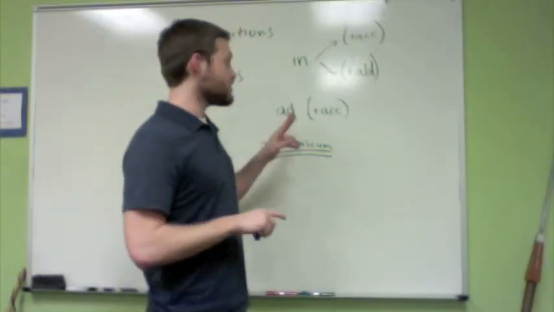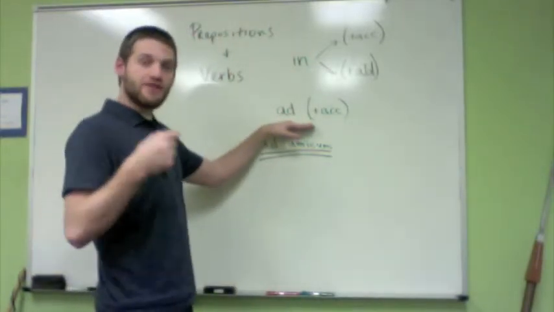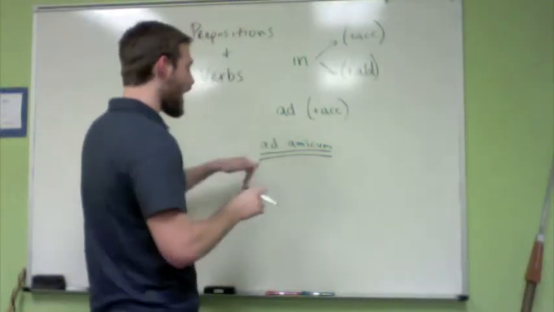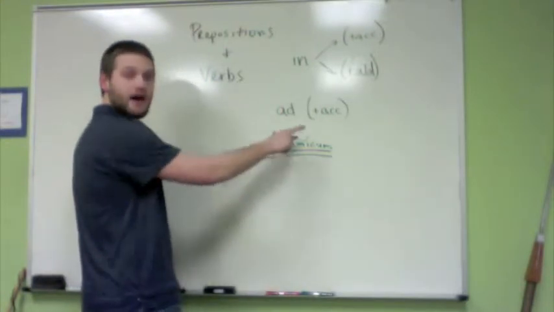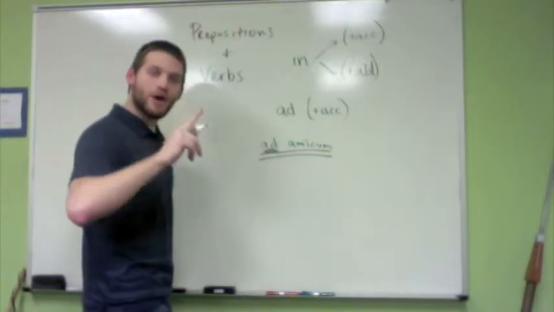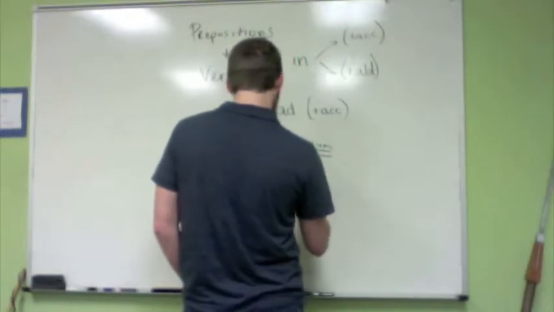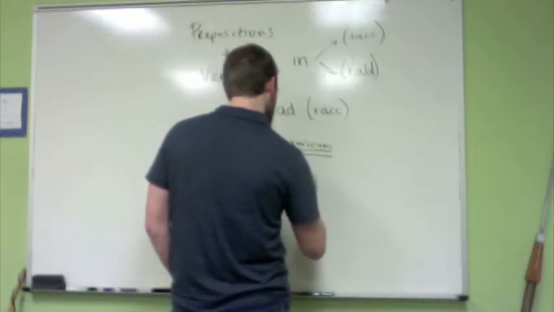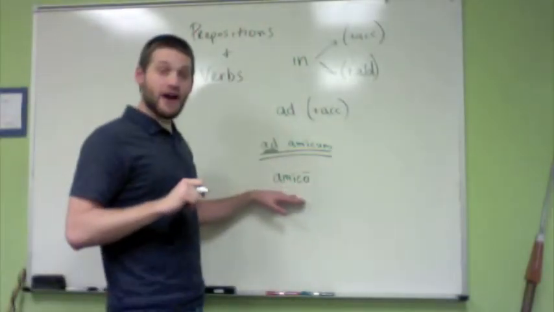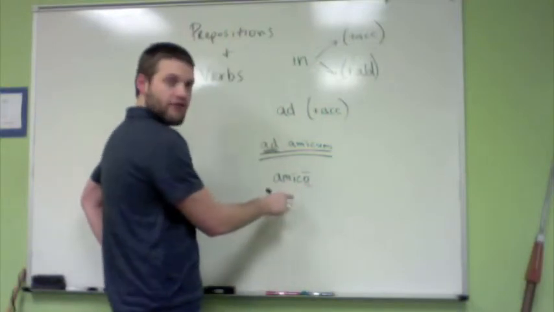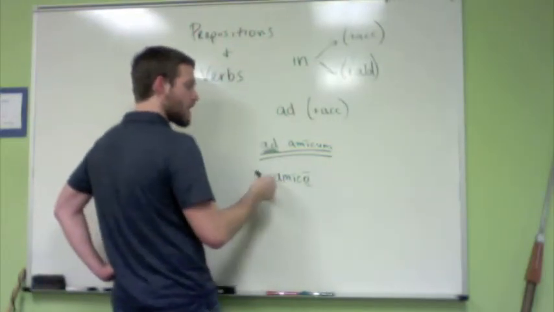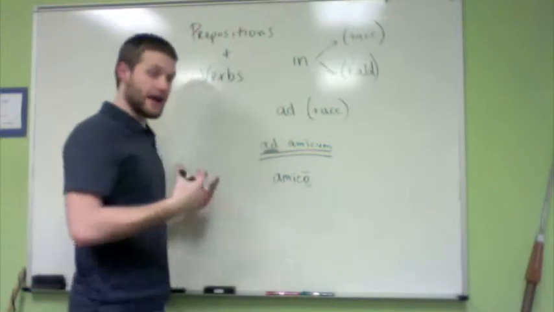Now, common mistakes. I'm going to do two of these real quick. Oftentimes people try to have their cake and eat it too with ad. Ad can be used for the indirect object. For example, I spoke to my friend, ad amicum. You can do that. But you can't do this. I could also say, I spoke amico, to my friend. Here it's a dative. So I could say loquor ad amicum, or loquor amico. I could do it either way.